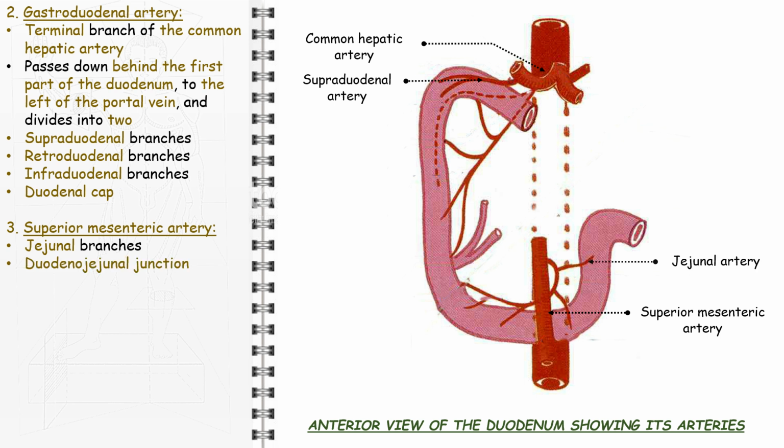These arteries are subject to anatomical variations. The gastroduodenal artery may arise from the hepatic artery or one of its branches, the superior mesenteric artery or the celiac trunk. The superior pancreaticoduodenal artery may arise from the common hepatic or the superior mesenteric arteries.